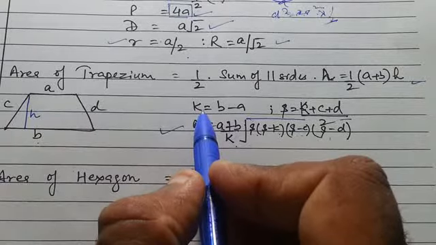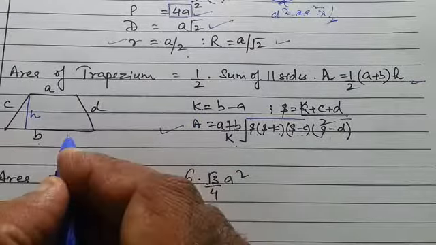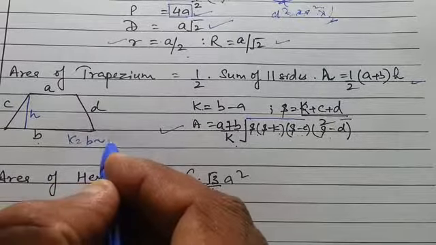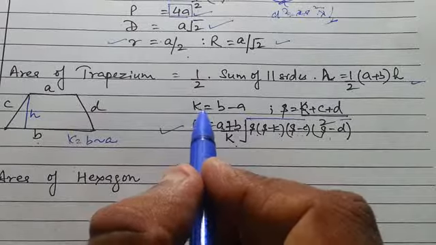K is the difference between the lengths of the parallel sides. So K is equal to the difference between B and A. It is always positive, so K is equal to B minus A.